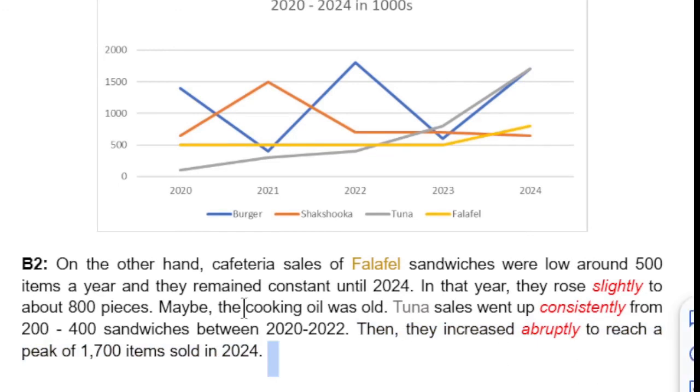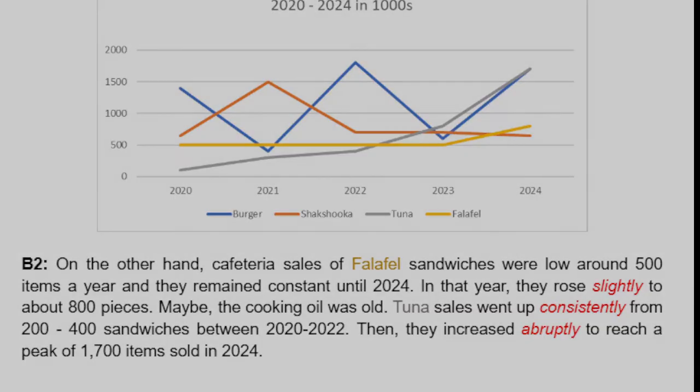So for the second body paragraph, I talk about 2 items there. The first one is falafel sales, and the second being tuna sales. Talk about them remaining the same, going up slightly, and the consistent increase and the dramatic rise here in the final year 2023 and 2024. Now to the conclusion.